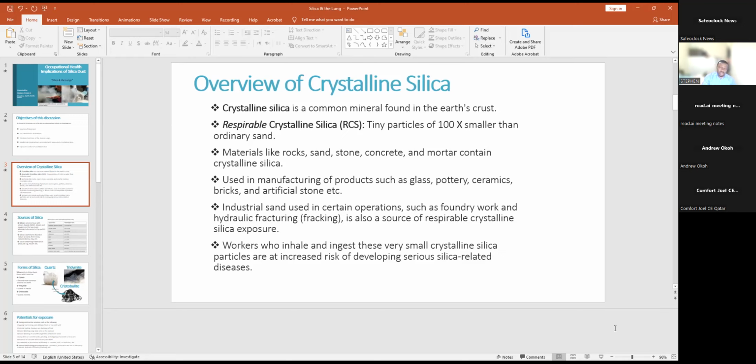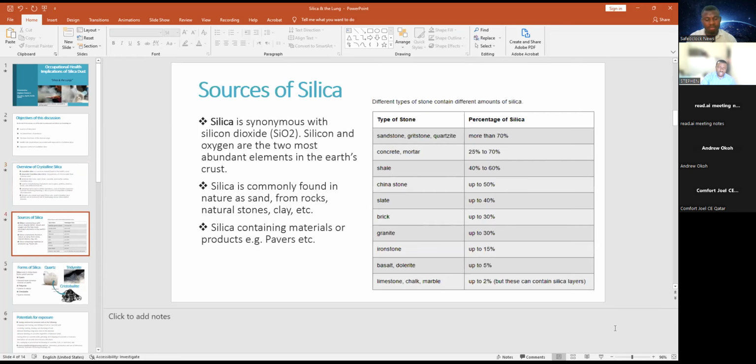To an extent, in some industrial use, silica is generated, and any workers who inhale or ingest it are at risk, because silica can get into the human respiratory system through two routes. Majorly it is through the nostril. Then at times it goes through the mouth, if the mouth is kept open. Once it gets into the respiratory system, it increases the risk of developing a serious silica-related disease.